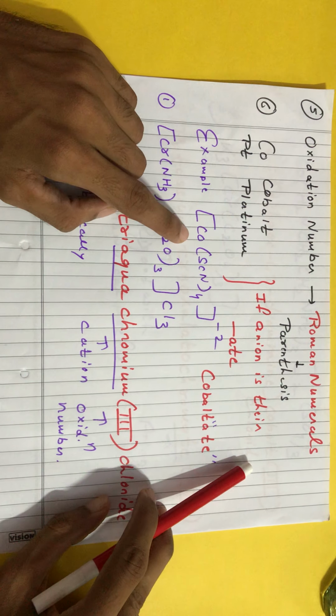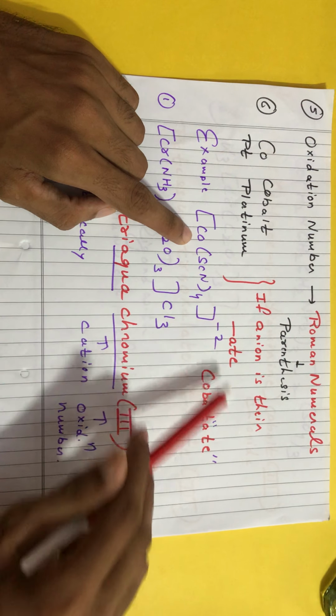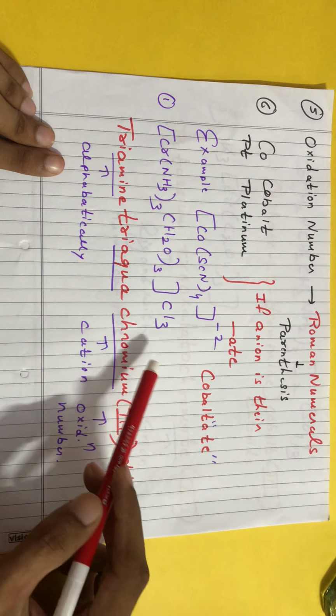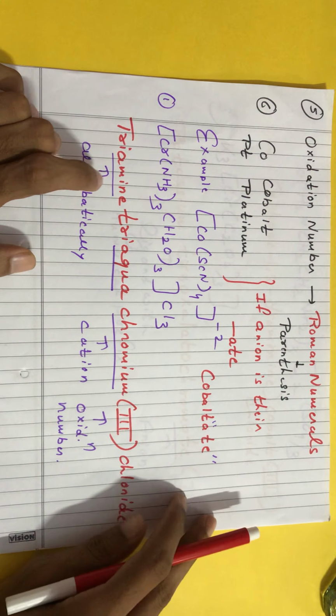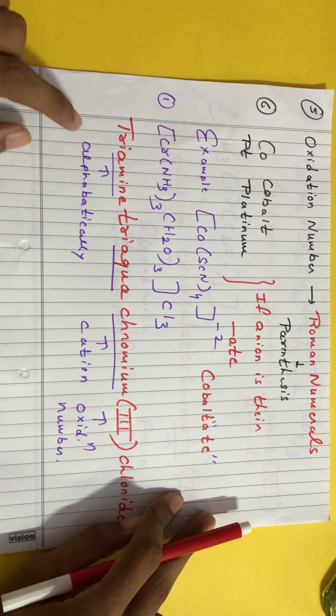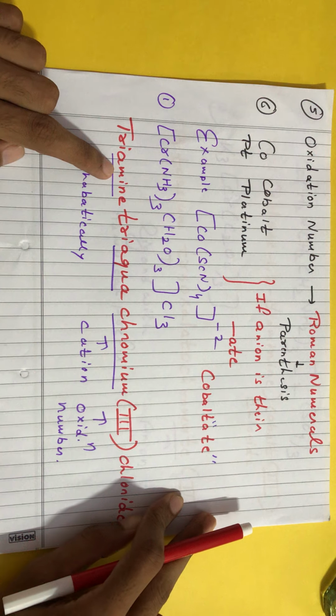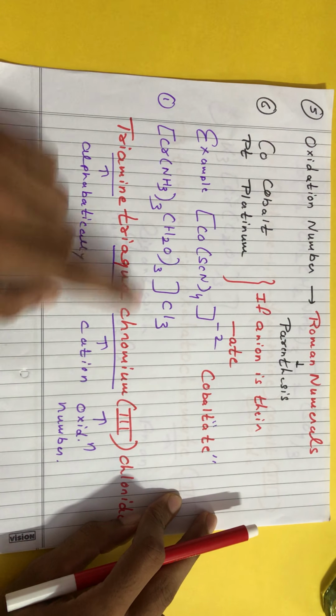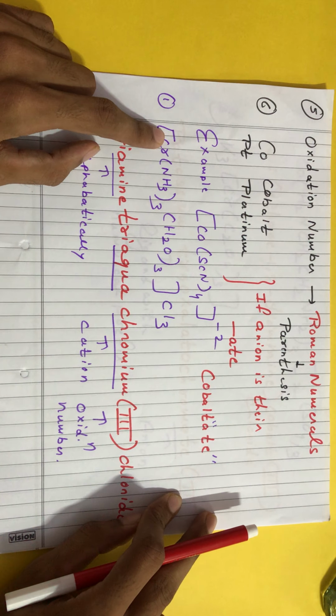If there is an anion, then we have to add -ate at the end. For example, this is the cobaltate anion because it is a negatively charged complex, so we add cobaltate. These are other examples. This complex is a chromium complex named triammine aqua chromium(III) chloride. Ammine is alphabetically given priority, then aqua, then chromium, which is a metal cation because of the positive charge on the complex.